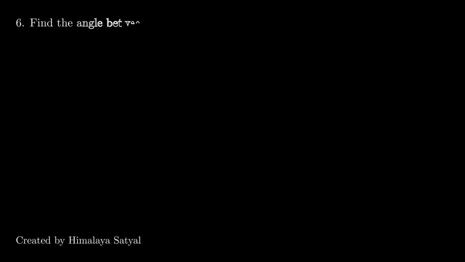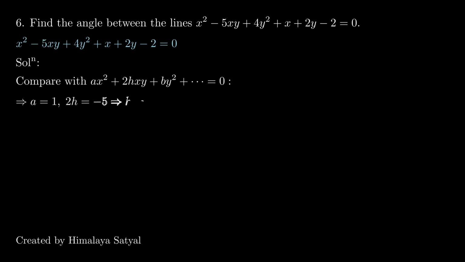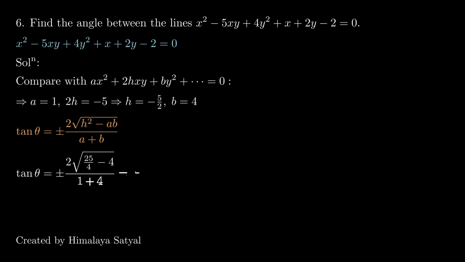6. Find the angle between the lines x squared minus 5xy plus 4y squared plus x plus 2y minus 2 is equal to 0. So again, even though this is not a homogeneous equation, because both lines don't seem to pass through the origin, we can still compare it to ax squared plus 2hxy plus by squared is equal to 0. And we can use the comparisons to plug in the values of a, b, and h. We can simplify this using a calculator, and then we get theta is equal to either tan inverse of 3 by 5 or tan inverse of negative 3 by 5.